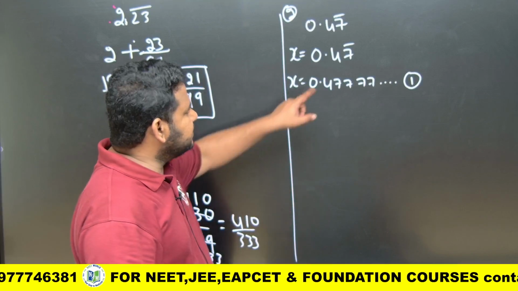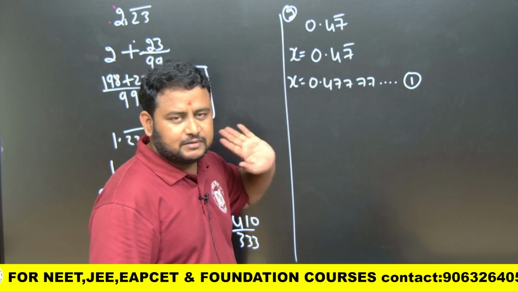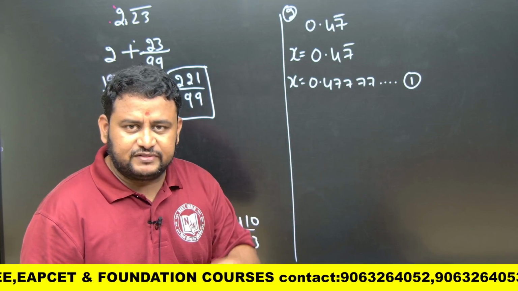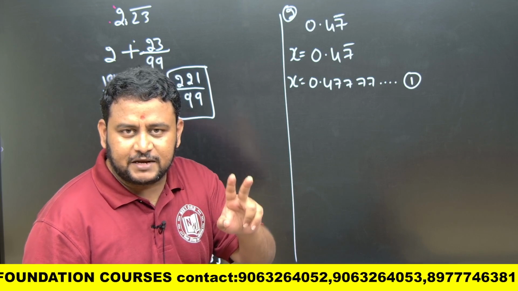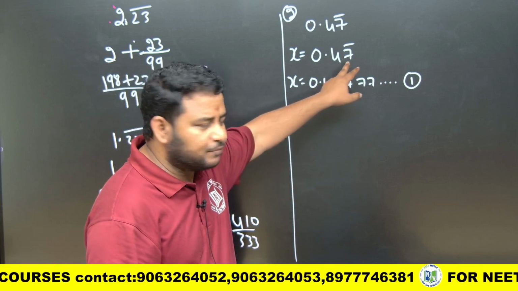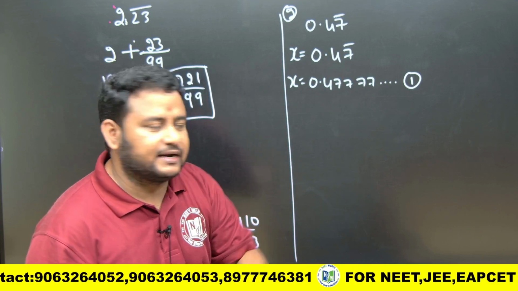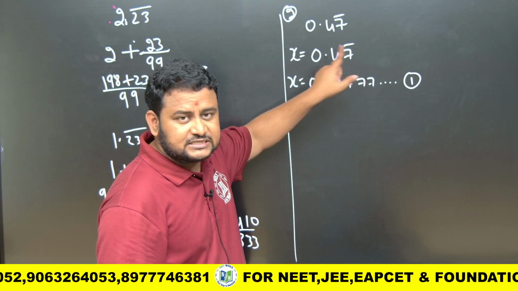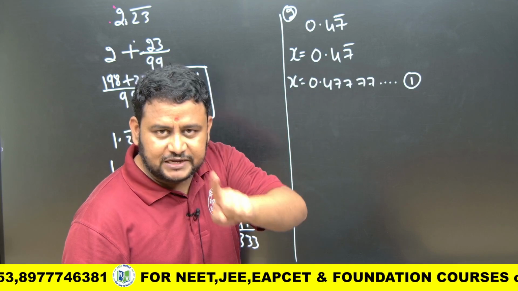Now, on how many digits is the bar? 1 digit. Don't count how many numbers are there after the decimal point. If the bar is on 1 digit, you have to multiply by 10. If the bar is on 2 digits, multiply by 100. If the bar is on 3 digits, multiply by 1000. Here the bar is on 1 digit, so please multiply by 10.